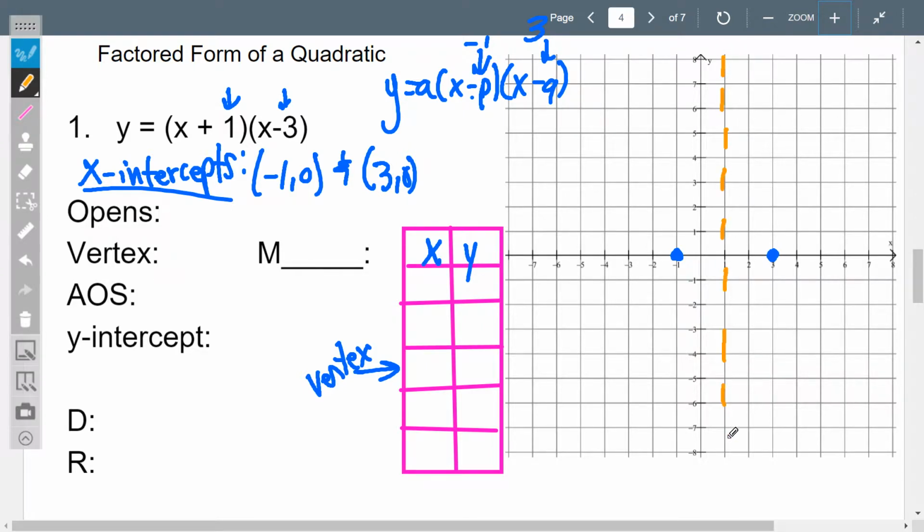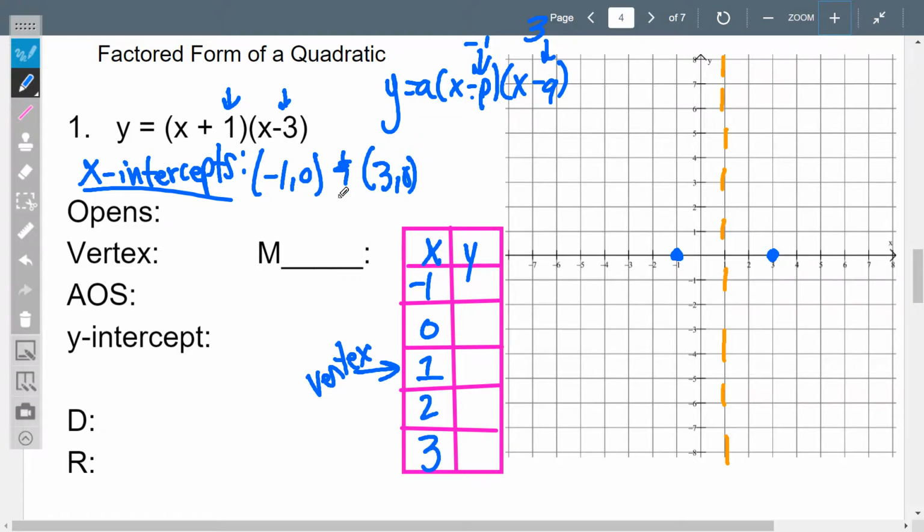If we look directly in between these 2 points, we know our axis of symmetry should be at 1, because the graph is symmetrical and the axis of symmetry should be directly in between these 2 x-intercepts. So 1 is going to be the x-coordinate of our vertex and our axis of symmetry. And then we can fill out our table. To the left of 1 is 0, to the left of that is -1, to the right of 1 is 2, and to the right of that is 3.